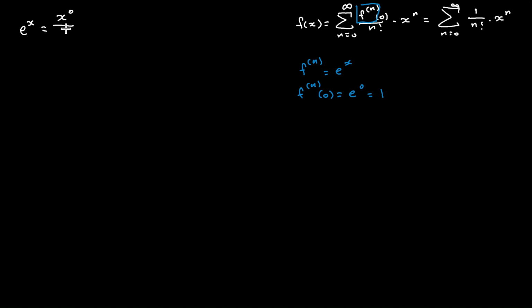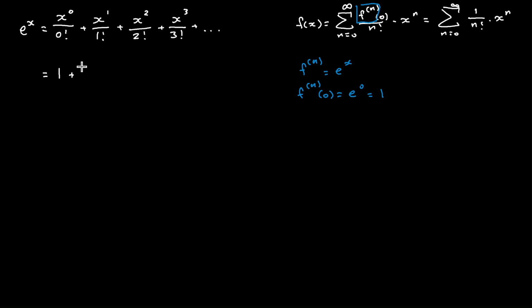e to the x, starting from n equals 0, is going to be 1 over 0 factorial times x to the 0, or x to the 0 over 0 factorial. And you continue that pattern with n being 0, 1, 2, all the way to infinity to get this sum.